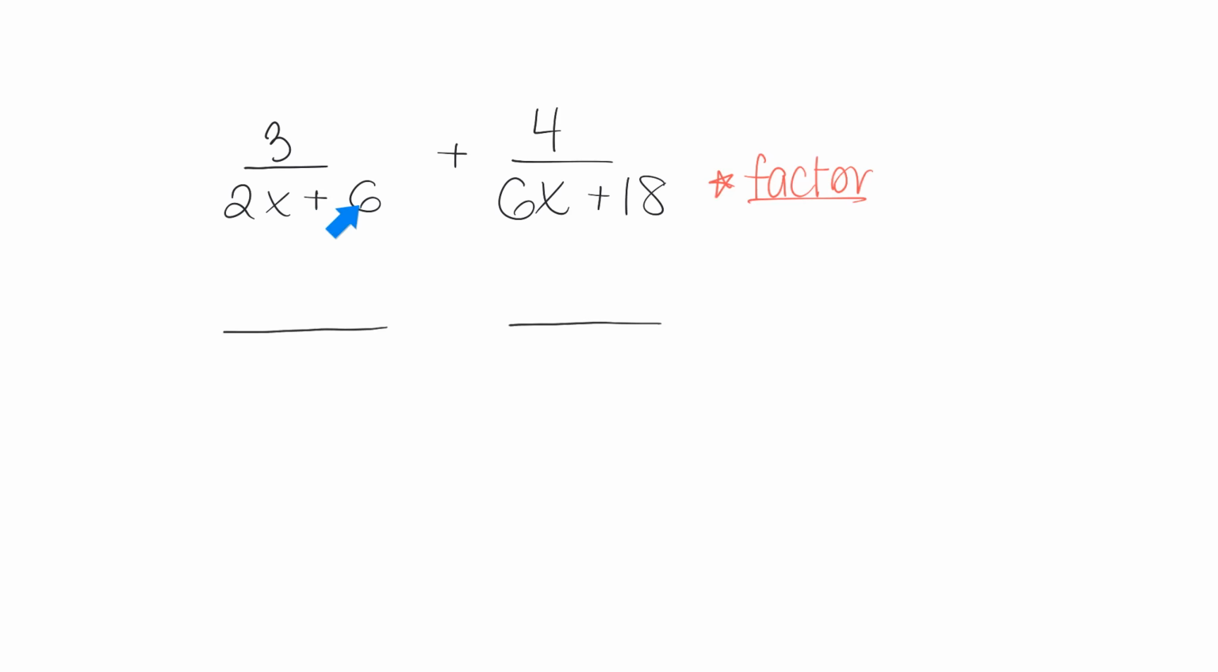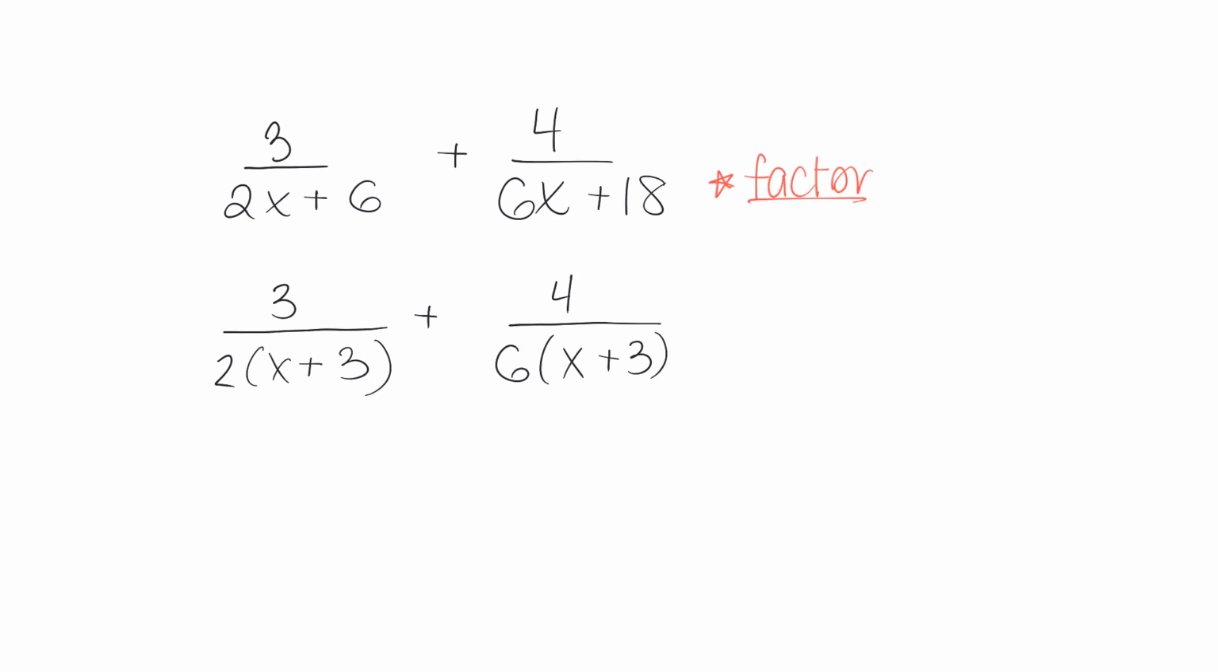So 2x plus 6, they both have a 2 in common. If I factor out a 2, I'm going to get x plus 3. And over here, 6x plus 18. If I factor out a 6, they both have a 6 in common. What happens if we factor out 6? Take out the 6, and we're left with x plus 3. Okay, so this is interesting. I haven't changed anything. So my 3 is still in the numerator, and so is this 4.